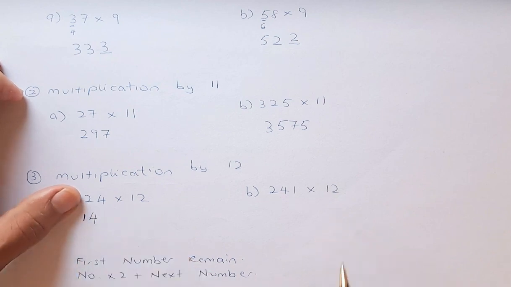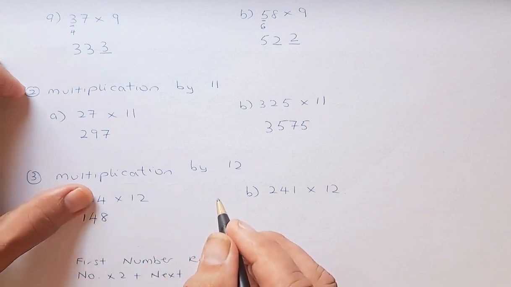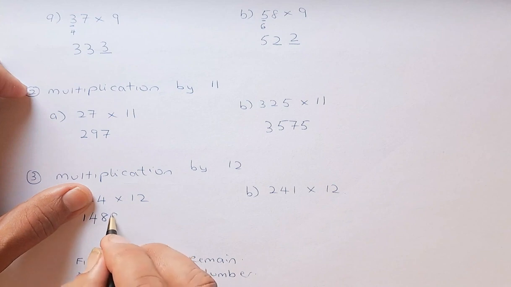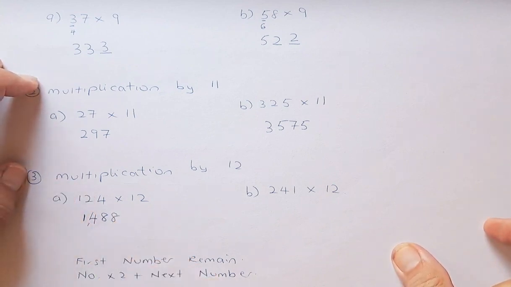Then you look at the next number, 2. 2 multiplied by 2 is 4, plus the next number, 4, which is 8. And then you go for the 4 now. 4 multiplied by 2 is 8, and there's no other number. So the answer is 1,488.